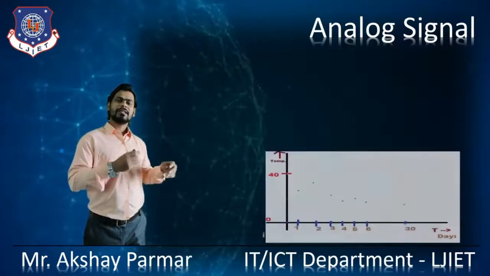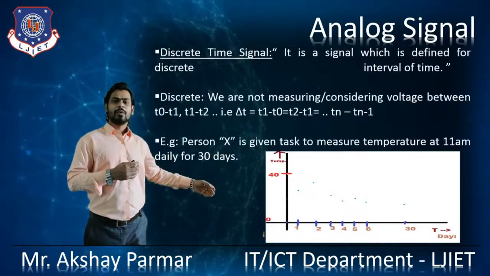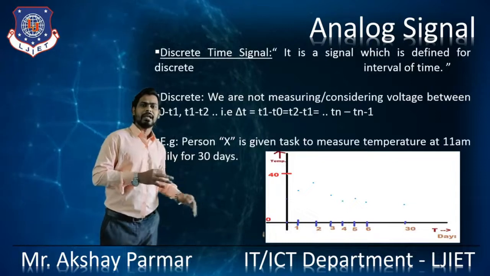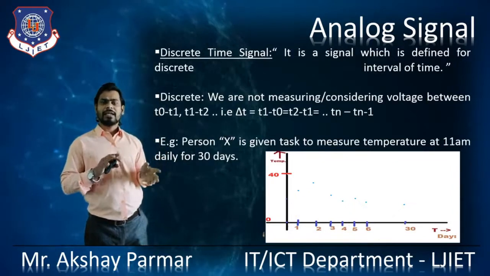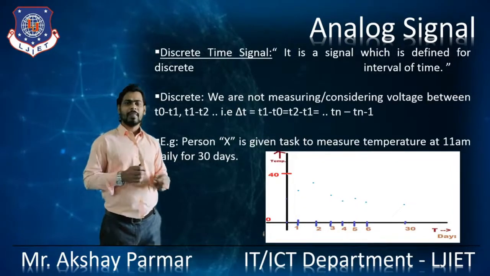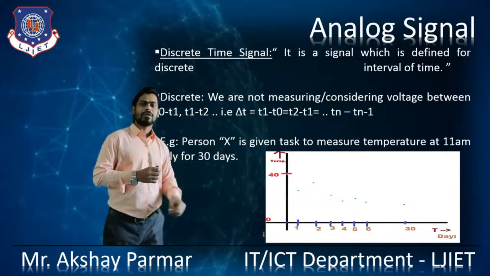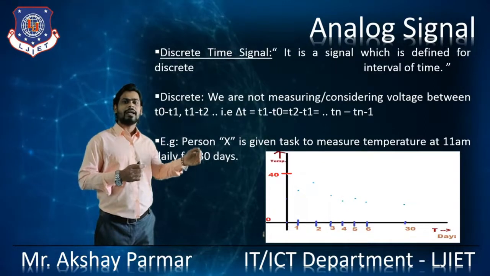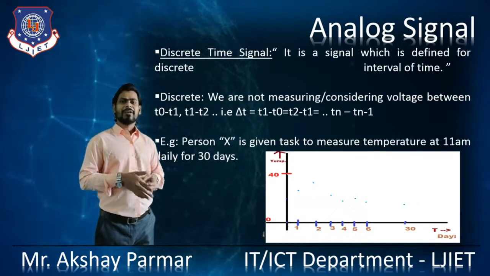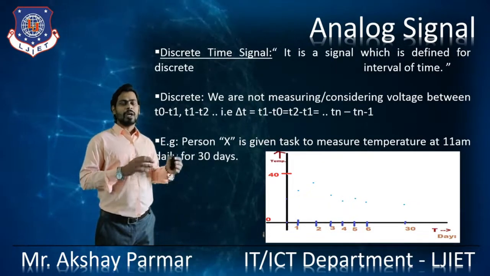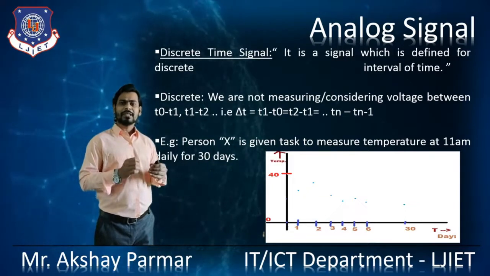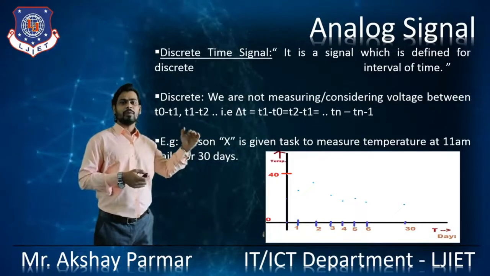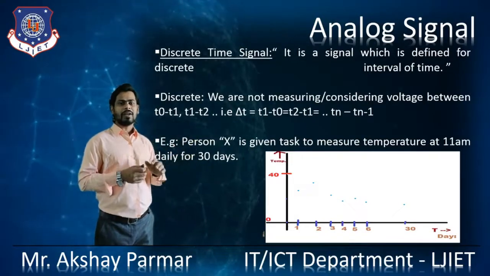Here we discretize only time, right? You can take any value within a given time range. We are not measuring any quantity between time 0 and time t1, and after that, between t1 and t2, we are not measuring the value. We are measuring the value at t0, t1, and t2. Between the time intervals we are not measuring.